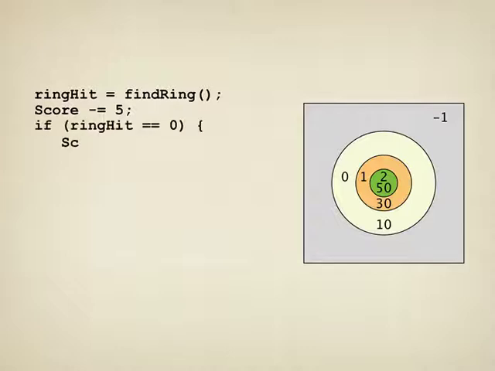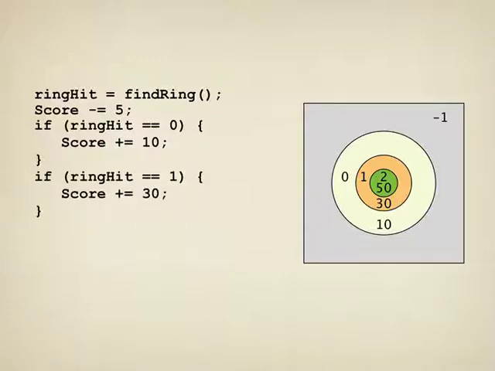So here's how we might write it. We might say if ring hit equals 0, well, then you get 10 points. If ring hit equals 1, you get 30 points. And if ring hit equals 2, you get 50 points. This is okay, but the code has a couple of problems. One is, I don't like the fact that we're penalizing the player 5 points just for picking up the dart. You should only lose 5 points if you miss all the circles. The second is, I'm not really using else anywhere. I'm making 3 completely independent if statements, but of course I know only one of these 3 things can be true. So let's try this a different way.